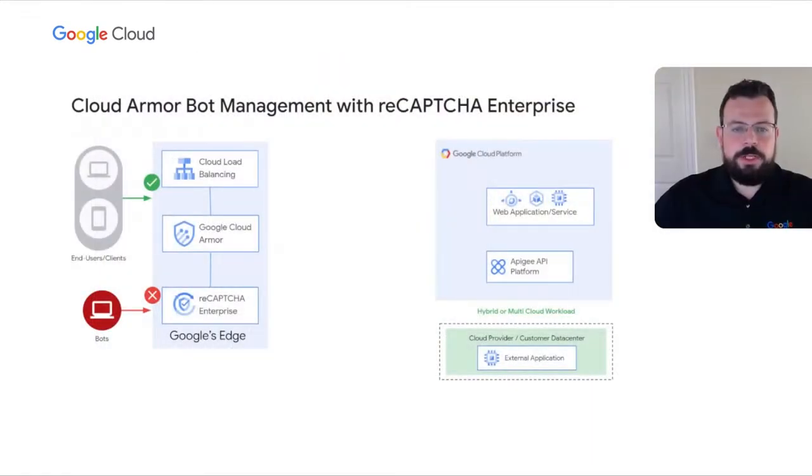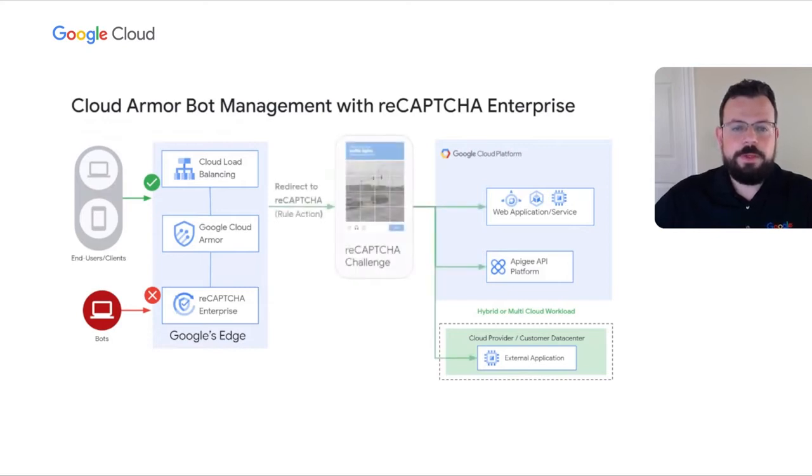Diving deeper into the potential use cases of the new integrated solution, we are introducing two distinct flows. You can configure Cloud Armor security policies in several ways to leverage this integration. First, with the redirect to reCAPTCHA action, you can now configure a Cloud Armor security policy to conditionally serve the reCAPTCHA challenge, forcing suspicious end users to solve the puzzle before being allowed through.